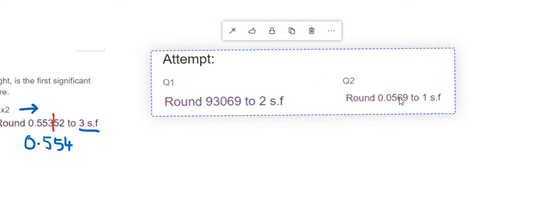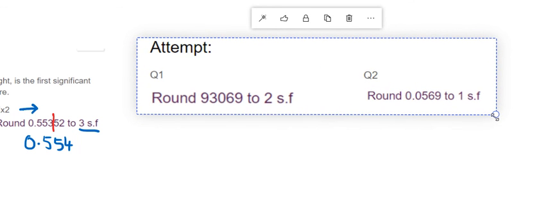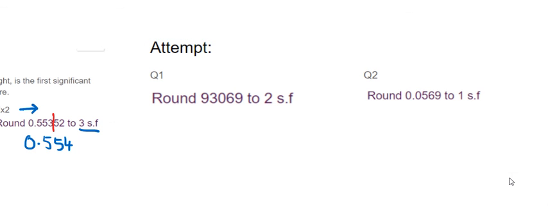So here's 2 more questions if you want to just pause the video and try them. Always look from left to right across the number and then count from the first non-zero digit. So the first one, 2 significant figures. The first non-zero digit, or digit that's not 0, I get here is a 9. So that's the first significant figure. Then the one after it, the 3, has to be the second significant figure. So my line will go down there after the 3.